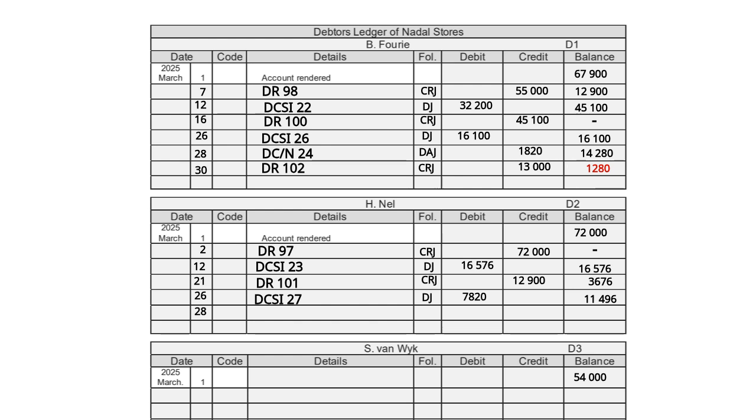And then our last entry is on the 28th. HNL returned goods to the value of 2148. When we have a return, we know our journal is our debtors allowances journal. A duplicate credit note will be issued. 2148 in the credit column, and now his final balance at the end of the month is 9348. Again, I've done it in red so that you know that this is the amount that's going to be transferred to your list at the bottom.